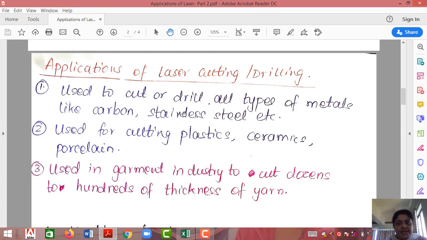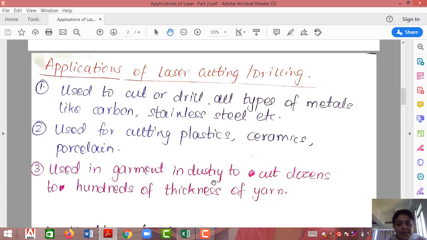The applications of laser cutting and drilling. It is used to cut or drill all types of metals like carbon and stainless steel. It is also used to cut plastics, ceramics and porcelain. Now, if you want to drill a hole in a plastic or cut plastic sheets, you cannot use gas welding because that will melt the entire plastic. But laser, because it is a fine beam, will only melt the portion wherein we need to cut.